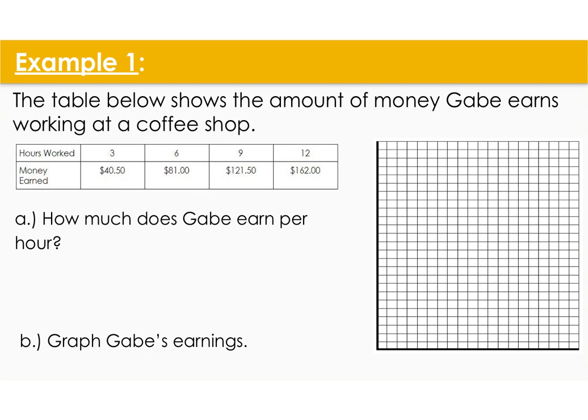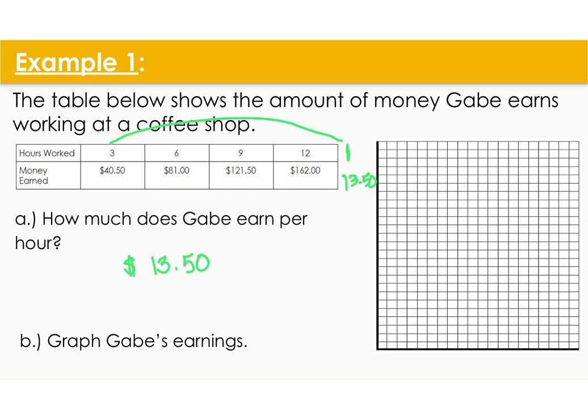The table below shows the amount of money Gabe earns working at a coffee shop. So how much does Gabe earn per hour? So I need to find per hour, so that's 1. So I need to go from 3 to 1, and I do that by dividing by 3, so I'm going to do the same thing for 40.50, which is $13.50 per hour. So $13.50.